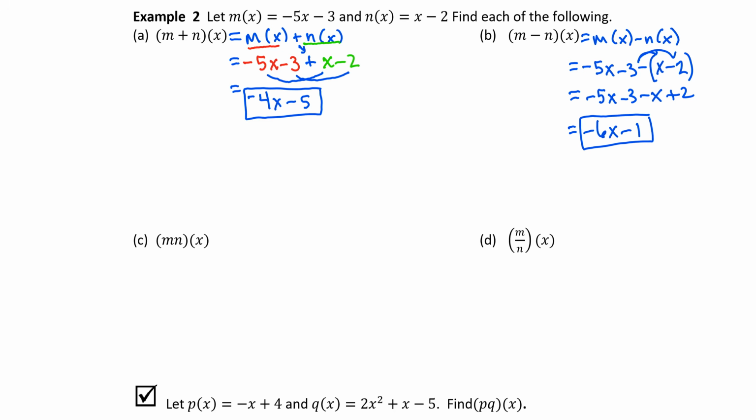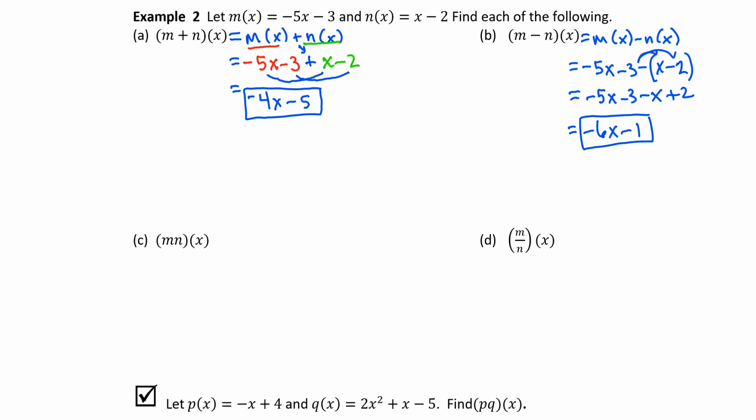Okay, so remember, we are simply adding and subtracting these functions and simplifying. We are not solving for anything. We're not setting anything equal to 0. We're not isolating x. We plug in the function rules and simplify.